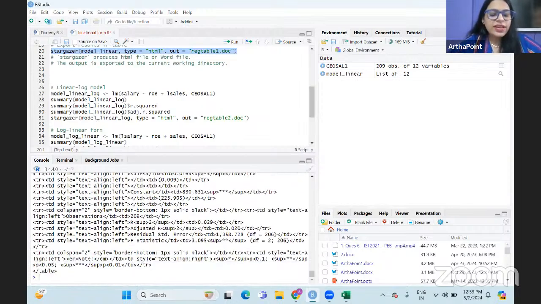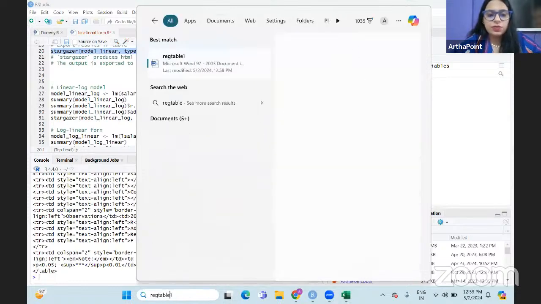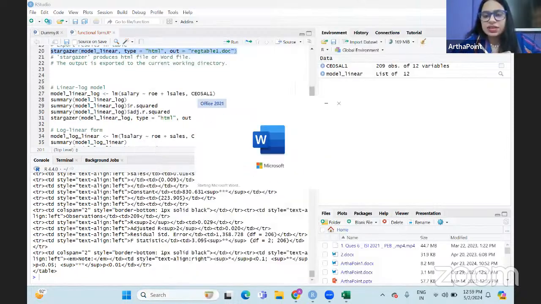Okay. So what I can go ahead and do therefore beta, I will say reg table 1 and I will just open this file that has been created.